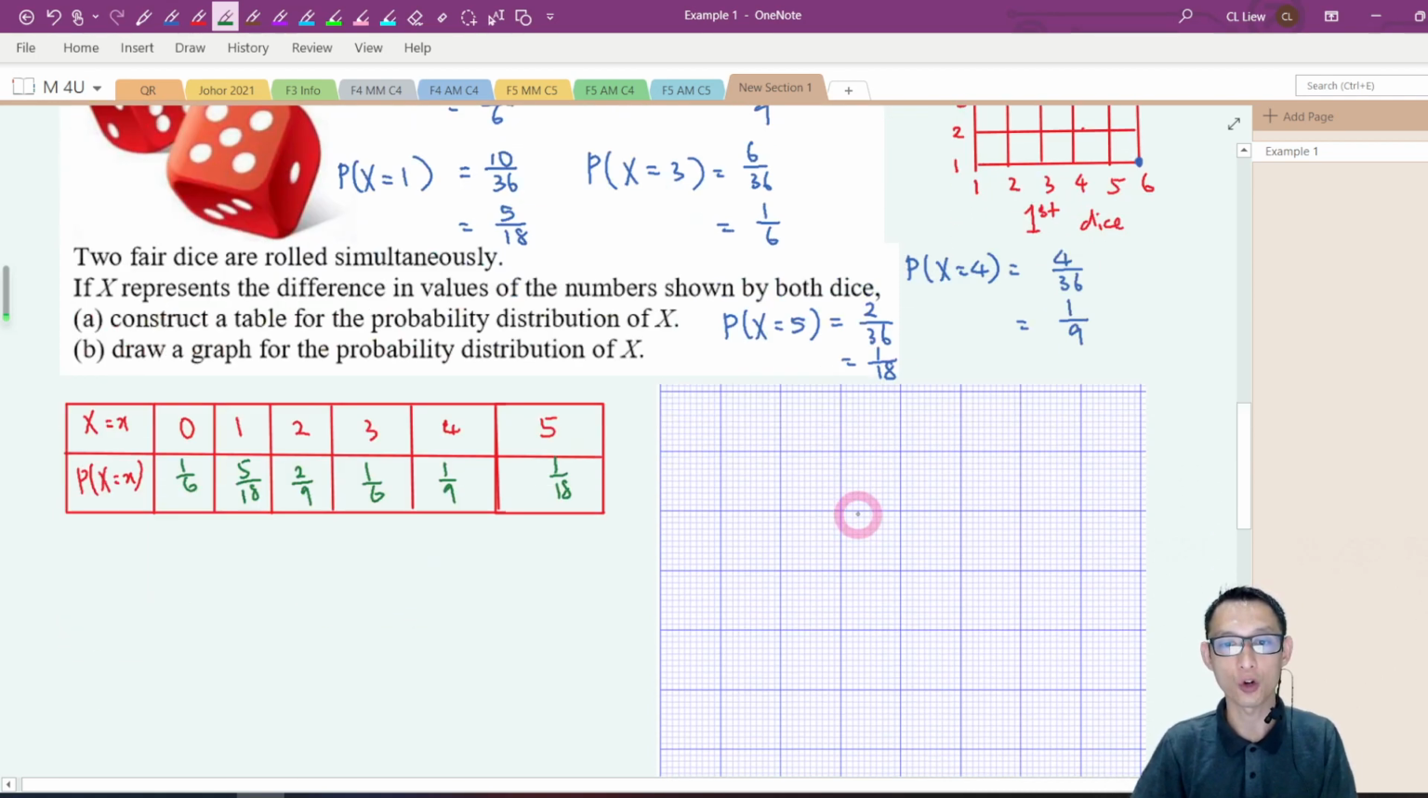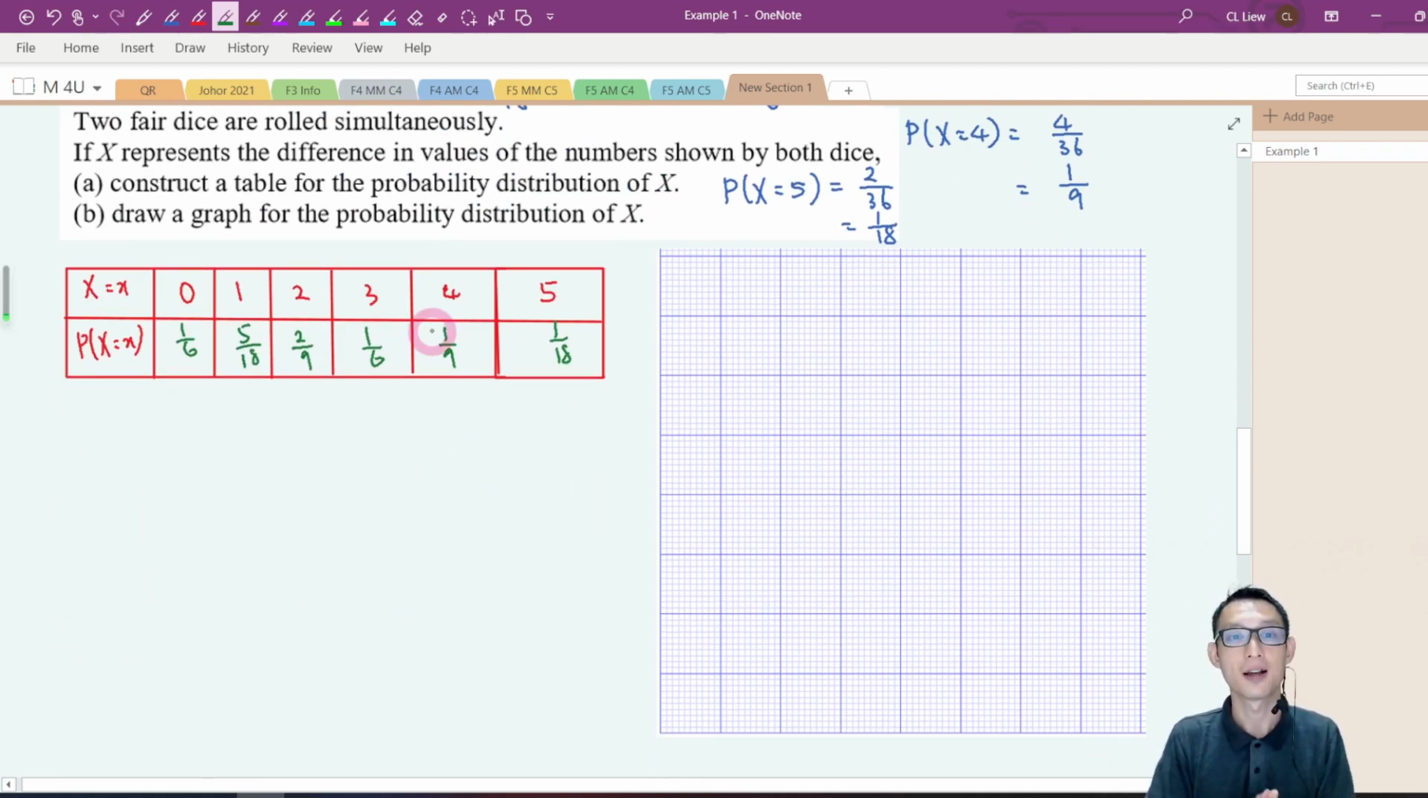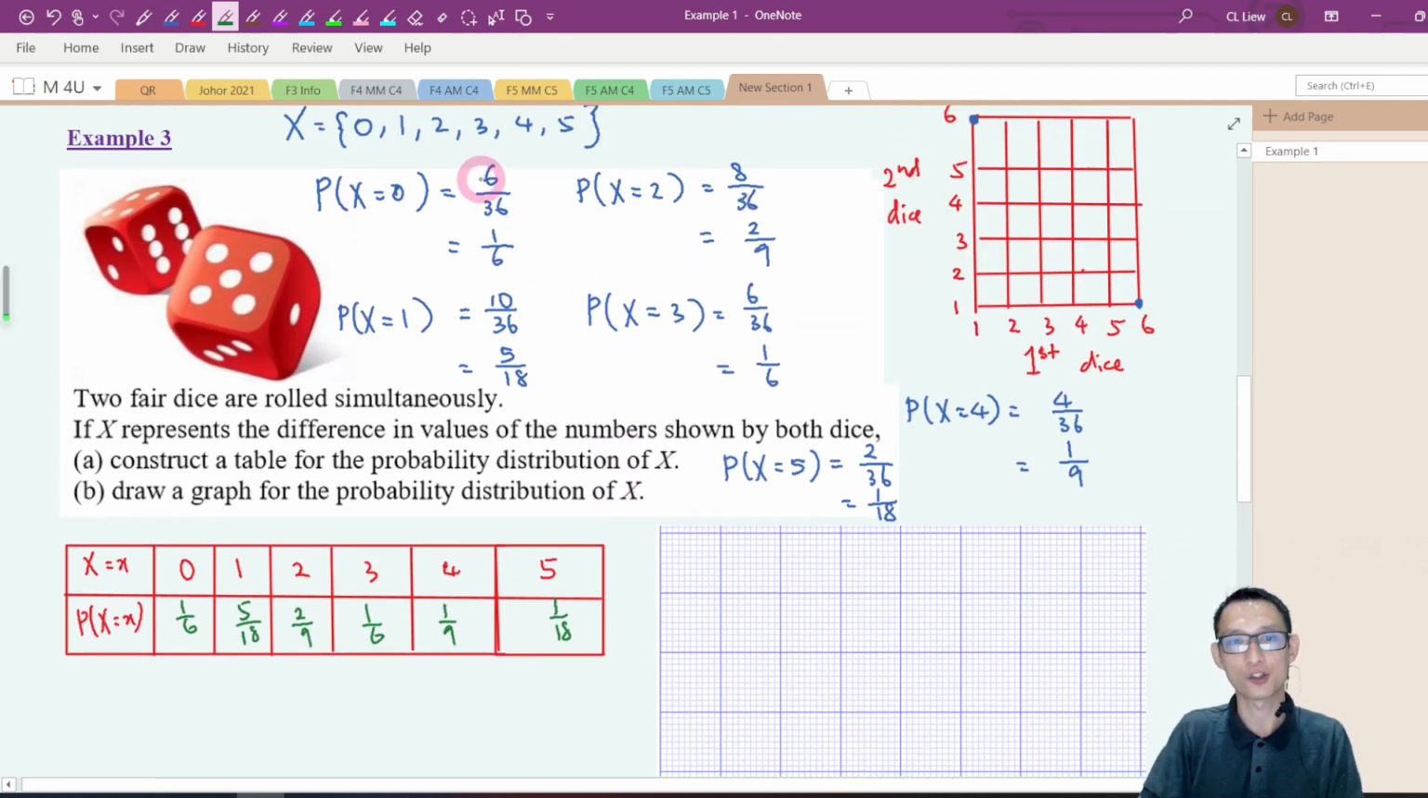So I'm going to draw a graph to represent this probability distribution. Since I want to draw a graph, I think it's better that I change all the denominators to become the same first, so it's easier for me to draw the graph. How about I change all the denominators to 36? I just copy all of this. Okay, let me use this one first.